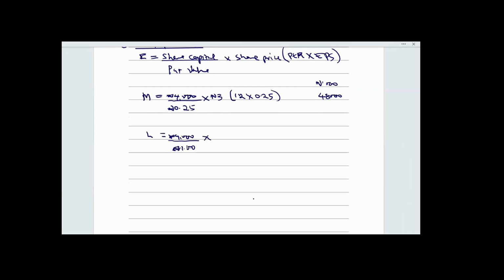Then multiply by the share price. I don't know the share price, so let's work it out. The price earning ratio of Limpopo is 10. Then earnings per share is 53.3. 10 multiplied by 0.533 will give us 5 naira 33 kobo.